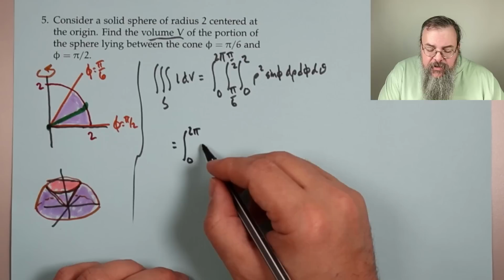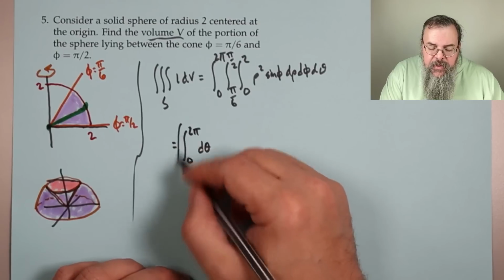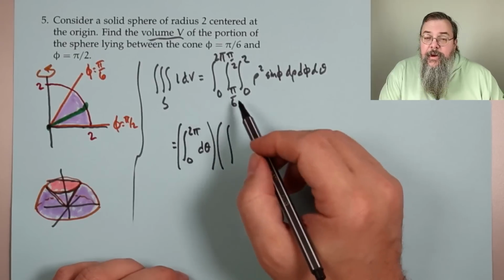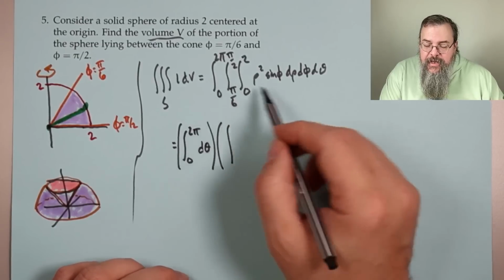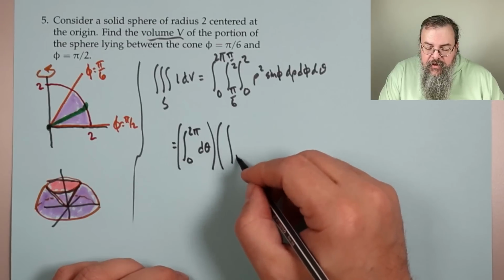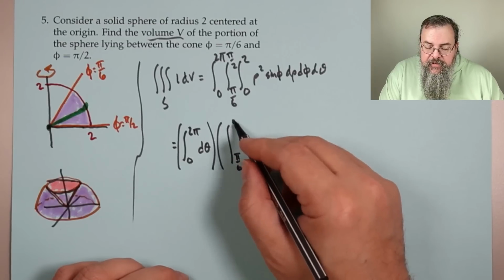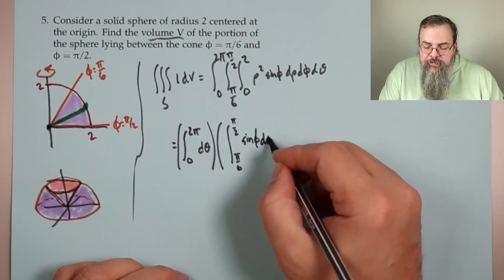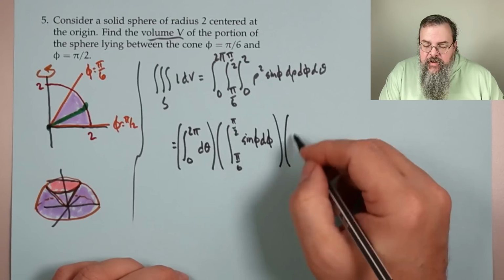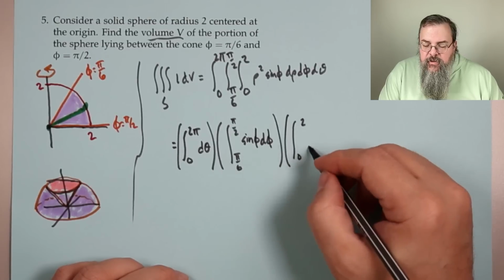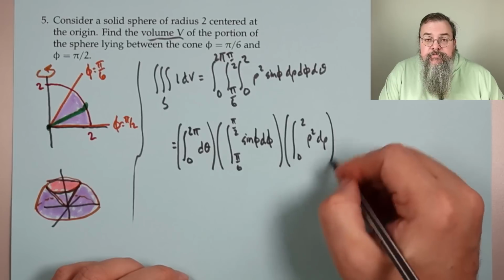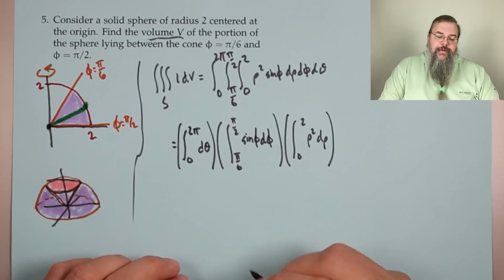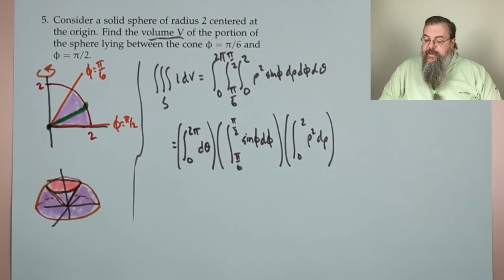So integral 0 to 2 pi d theta, times the integral from pi over 6 to pi over 2 of sine phi d phi, times the integral 0 to 2 of rho squared d rho. And we can only do this, by the way, because we've got all numbers and our function easily separates. All right, so each integral needs to be done.